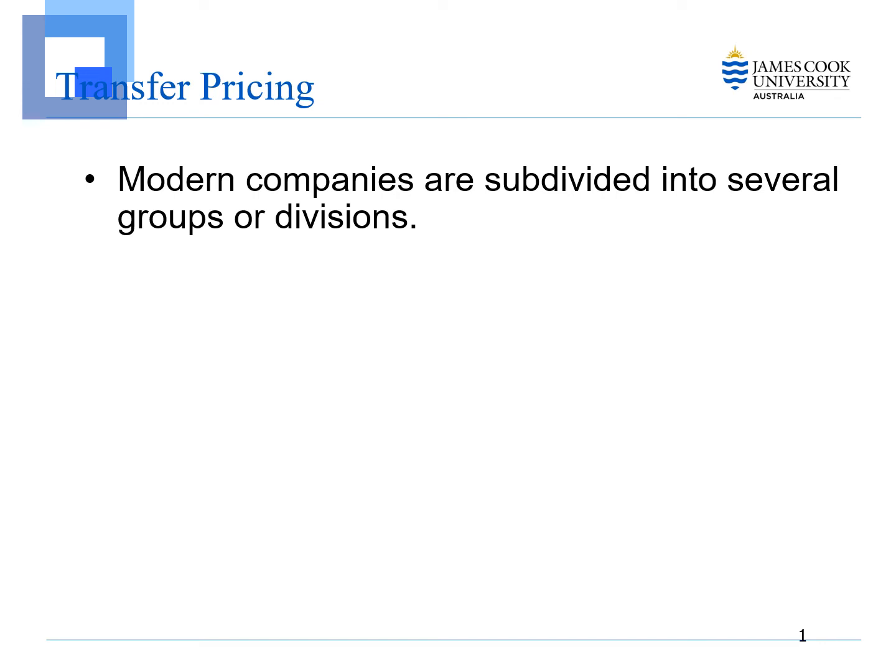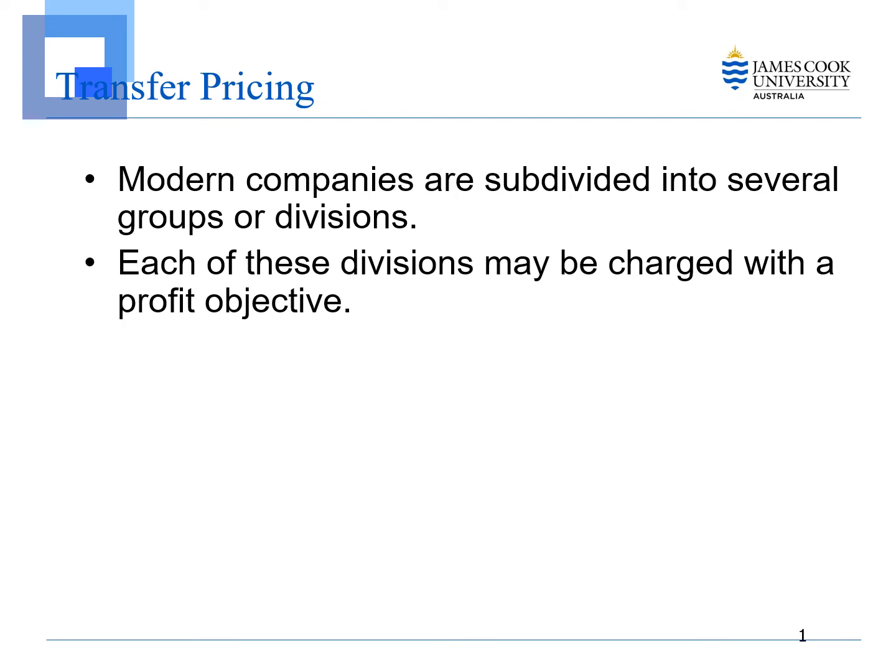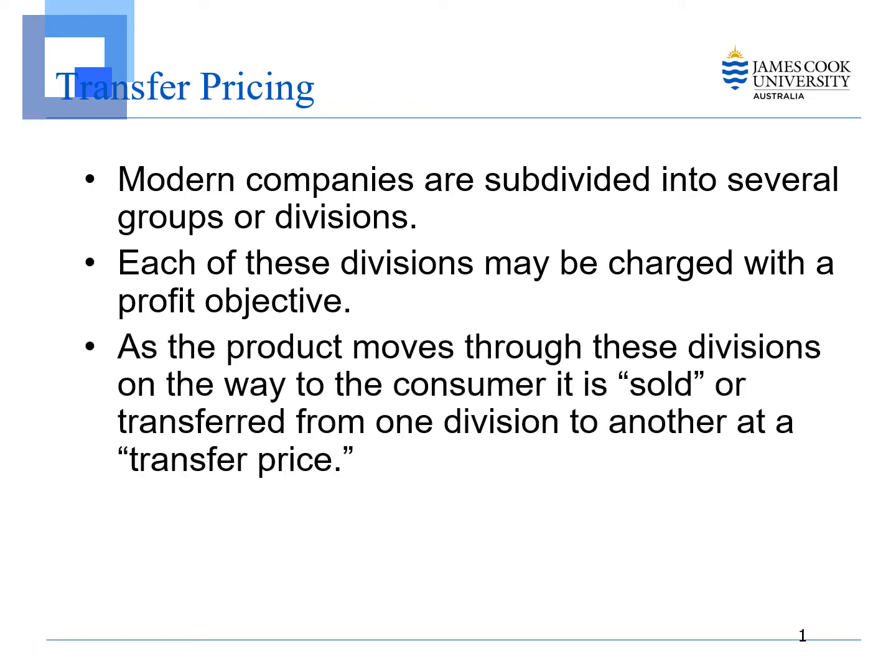Modern companies are usually subdivided into more than one division. Each of these divisions might be charged with a profit objective, to maximize their own profit. So as a product moves through these divisions on the way to the consumers, it is sold or transferred from one division to another at what is called the transfer price.